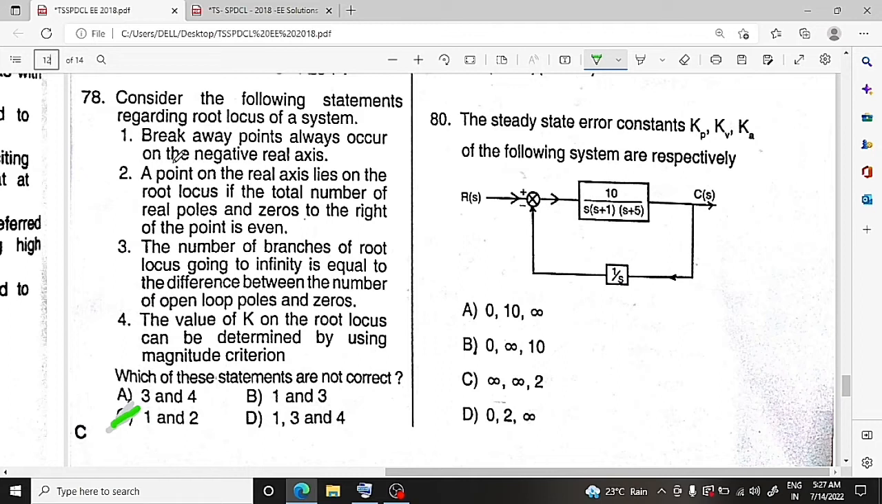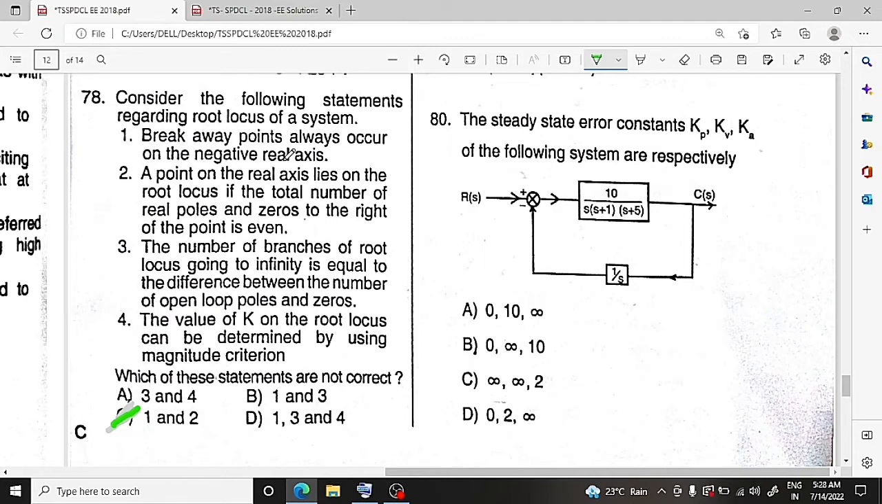Statement 2, which is the correct statement, says a point on the real axis lies on the root locus if the total number of real poles and zeros to the right of that point is always an odd number, but not even. The number of branches of the root locus going to infinity is equal to the difference between the number of open loop poles and zeros, which is the magnitude of p minus z. And the last one is the value of k on the root locus can be determined by using only the magnitude criteria.